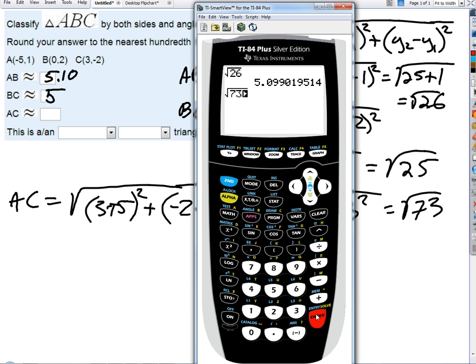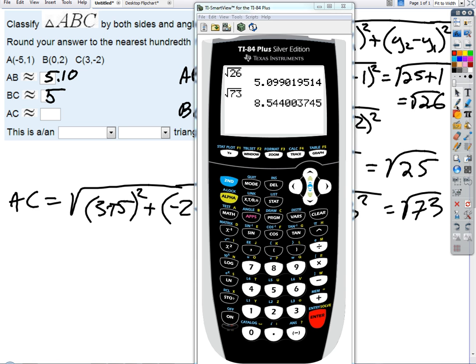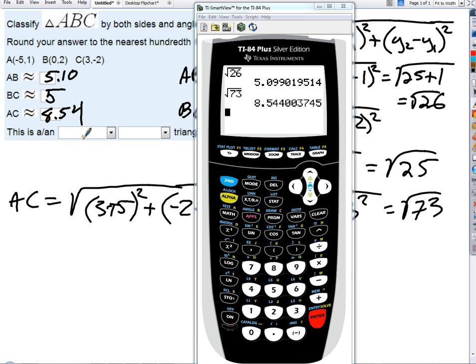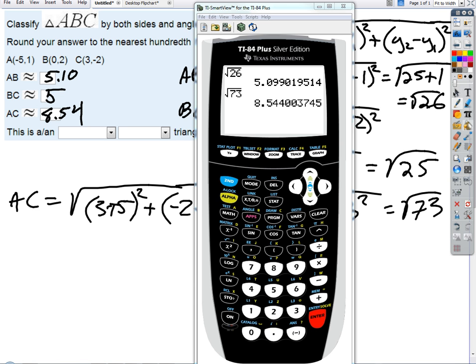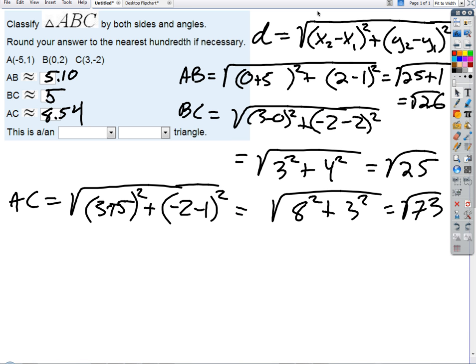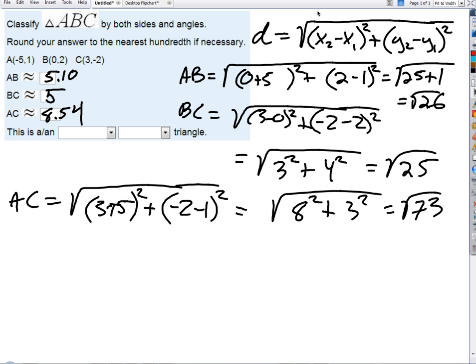So that's 8.54. All right, so what does that tell us about this triangle so far? If we're going to classify that by the sides of the triangle, what kind of triangle is it? Scalene, right? All the sides are different.